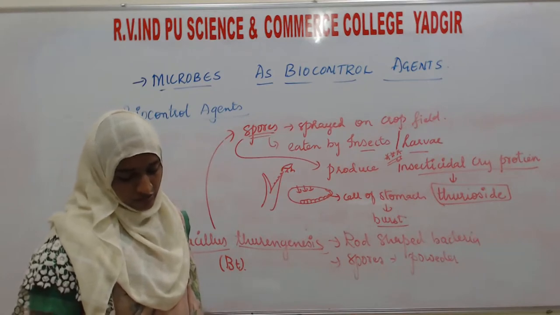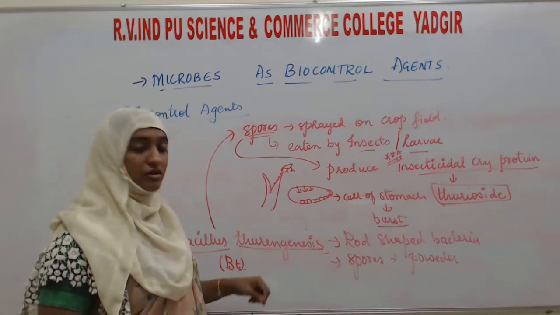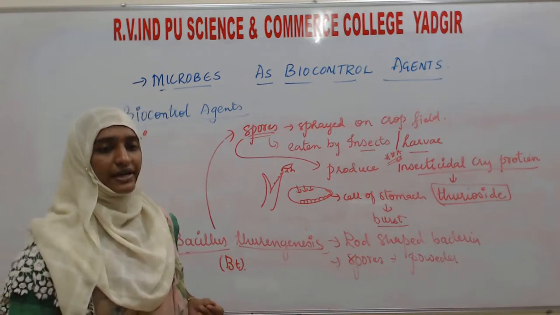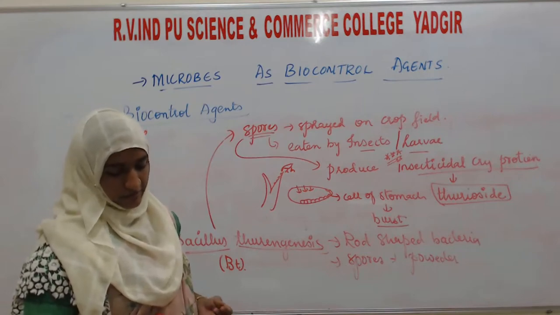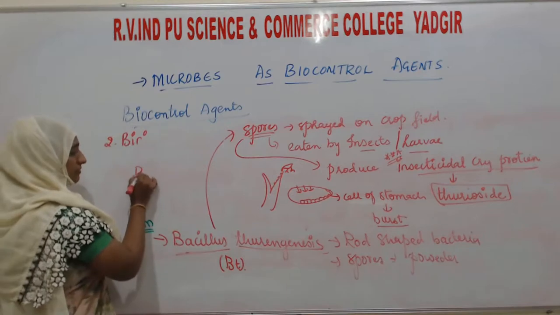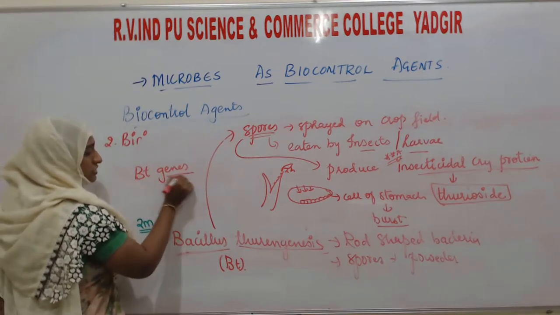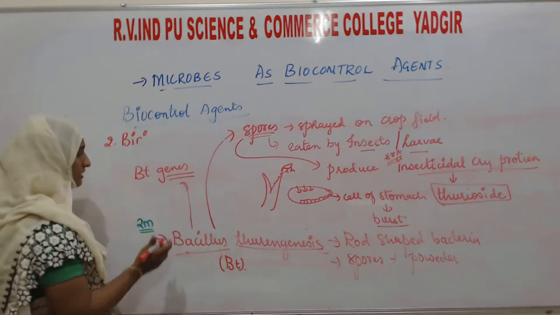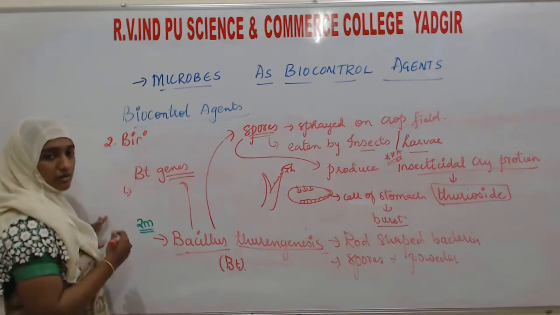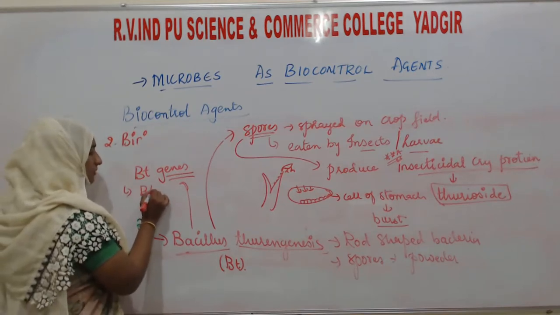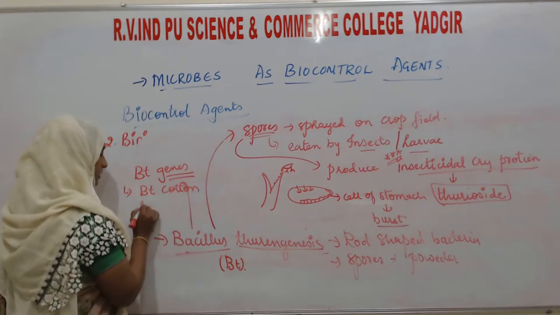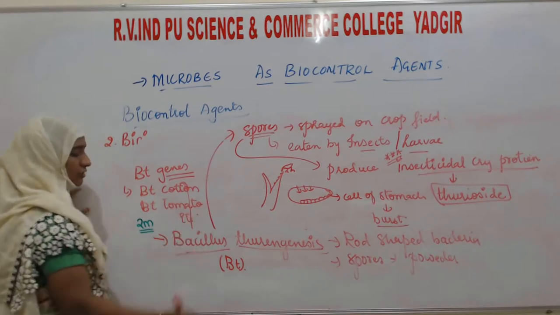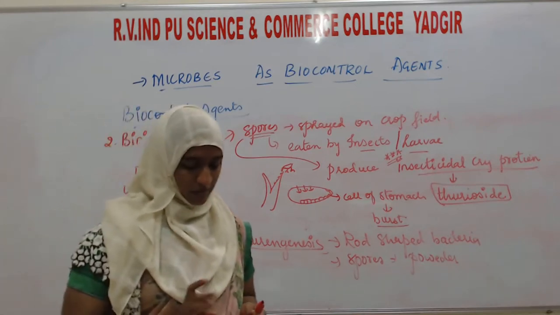By using modern techniques, the DNA recombinant technology I mentioned, scientists have developed BT genes. They took the genes from this bacterium and introduced them into some crop plants, and developed plants such as BT cotton and BT tomato. Like this, they developed many crop plants. So this is about the bacteria.